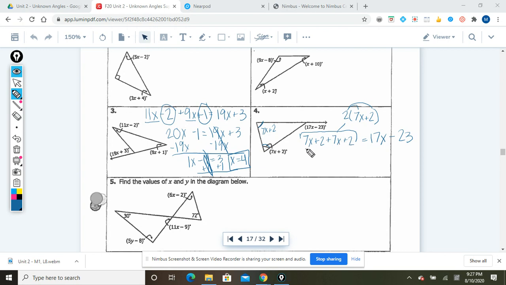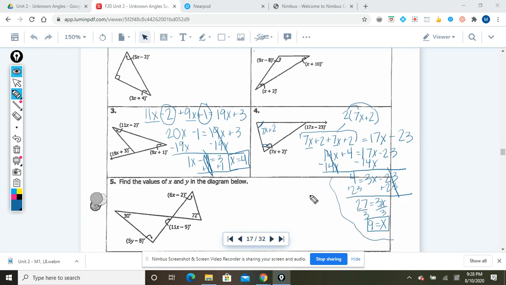or this way. So I have 14x plus 4 equals 17x minus 23. Now, it doesn't matter what side you move the x's to. I'm going to subtract 14x and subtract 14x. And I get 4 is equal to 3x minus 23. And I'm going to add 23 to both sides. And I get 27 is equal to 3x. Divide both sides by 3, and I get 9 is equal to x.